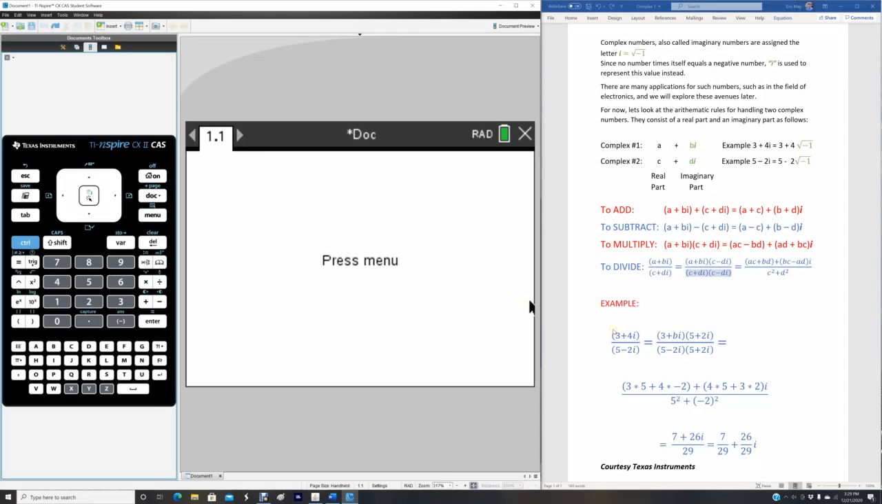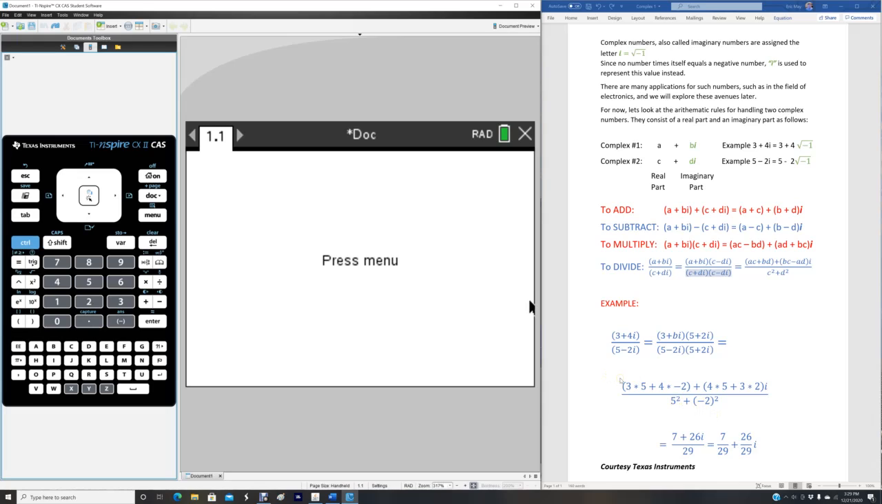And we have an example of that here. We're going to use the complex numbers that we looked at up here as an example. 3 plus 4i divided by 5 minus 2i, and that equals, if we multiply the top and the bottom by the conjugate, 5 plus 2i, that gives us in the denominator 5 squared plus c squared, which is negative, or d squared, which is minus 2 squared.